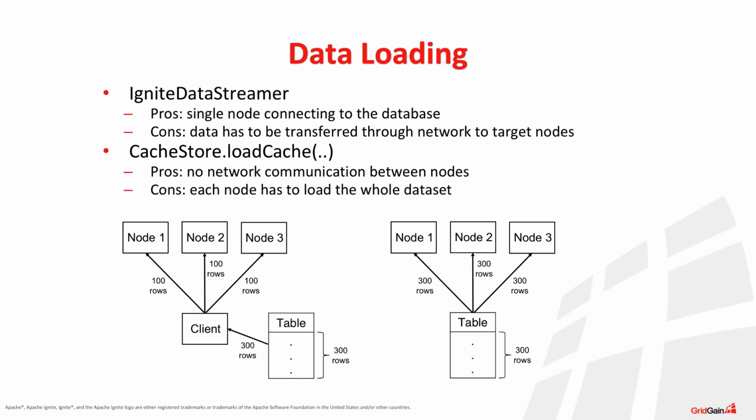In this case, the server nodes will load the data from the database directly, but note that each node will have to load all the rows from the table. Like if you have 300 rows in this table, each node will fetch all 300 rows. And then it will locally iterate through the whole data set, filter out the data that has to be stored locally, and discard everything else.